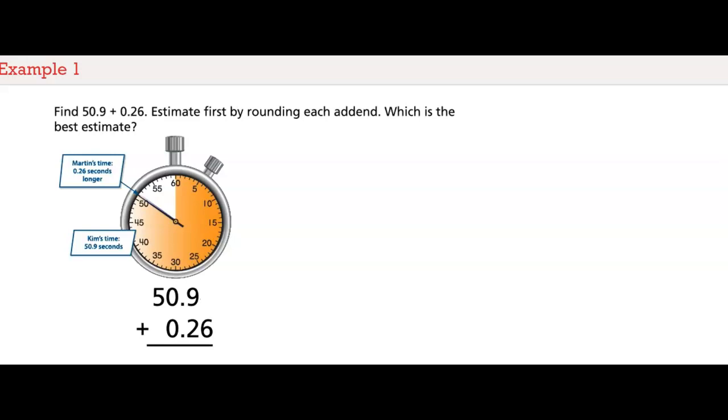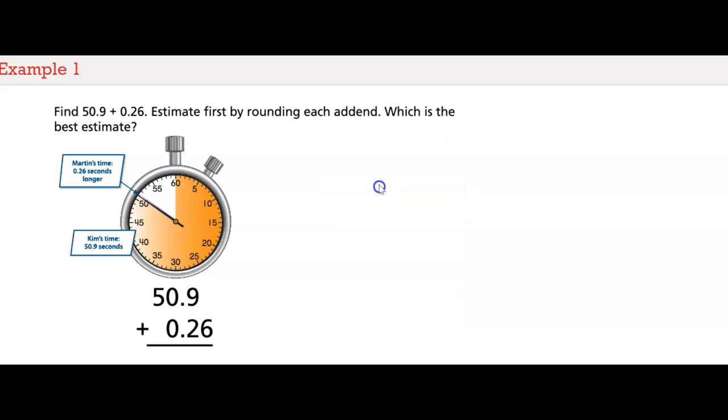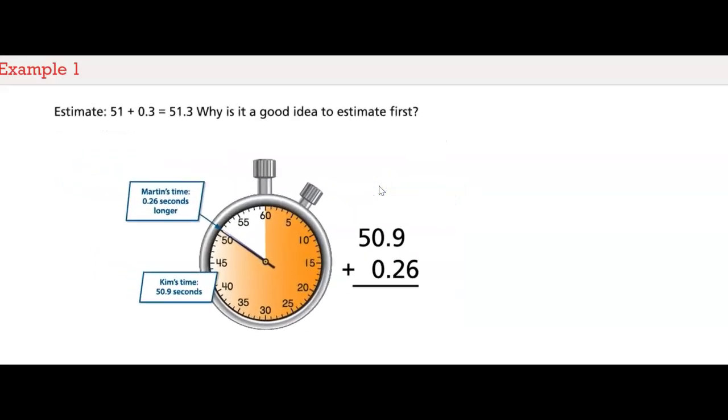Find 50 and 9/10 plus 26 hundredths. Estimate first by rounding each addend. Which is the best estimate? Select your answer. Estimate 51 plus 3/10 equals 51 and 3/10. Why is it a good idea to estimate first? An estimate helps you to check whether your answer is reasonable.